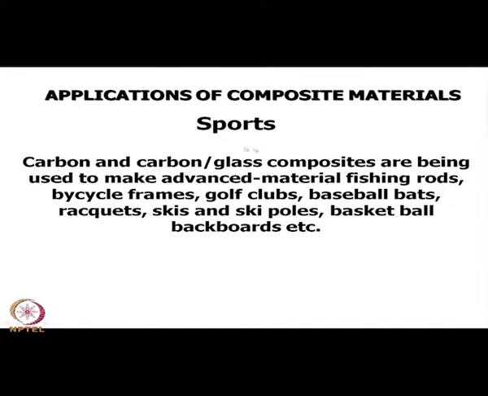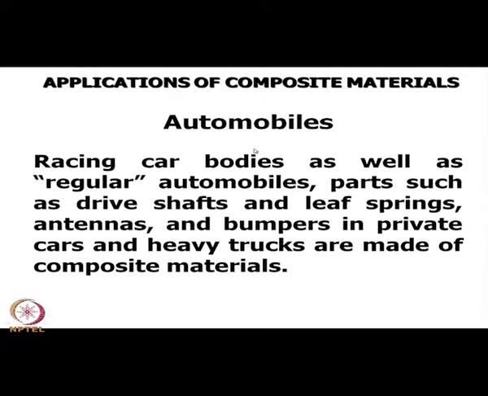Now, in application of composites in sports, carbon and carbon glass composites are being used to make advanced material, say for fishing rods, bicycle frames, golf clubs, baseball bats, rackets, skis and ski poles, basketball backboards, etcetera. This should be light and strong. So, keeping in mind the weight of these items, carbon fiber was selected as the reinforcing fiber. In automobiles, racing car bodies as well as regular automobile parts such as drive shafts and leaf springs, antennas and bumpers in private cars and heavy trucks are made of composite materials.